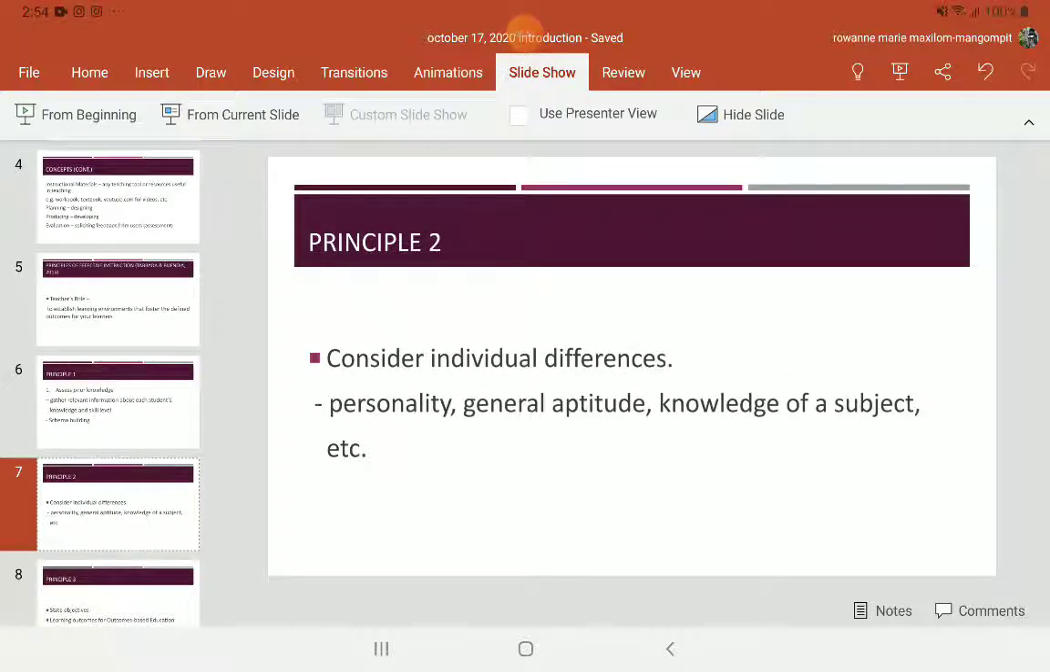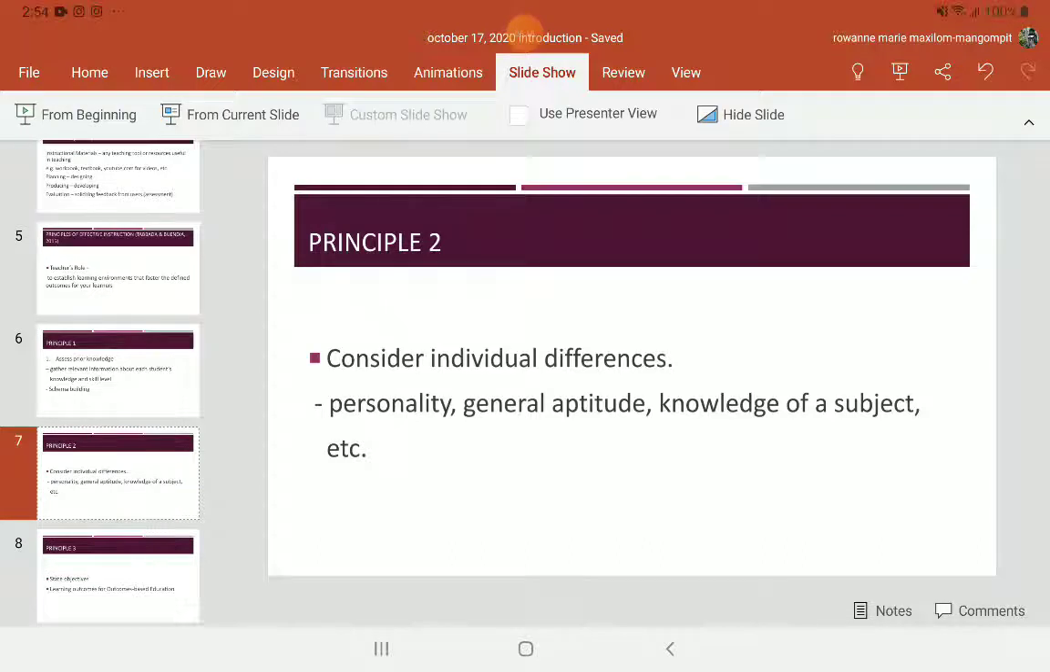Principle number two, consider individual differences. Okay, so it's quite related to number one. You should know where your students are, and their learning styles, their individual differences, or even at the first week, we can let them answer just like what you're doing. I let you answer a questionnaire to know the tools that you use in teaching. You can also do that with your students. So you know their personality, general attitude, knowledge of a subject, and others.